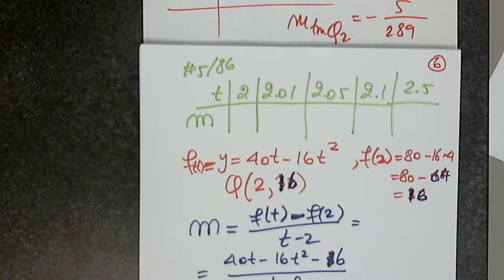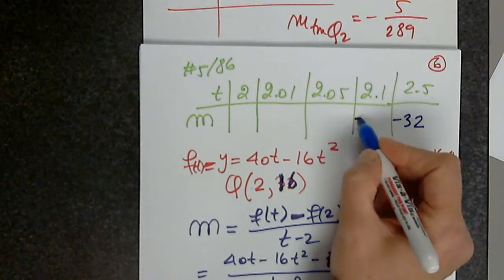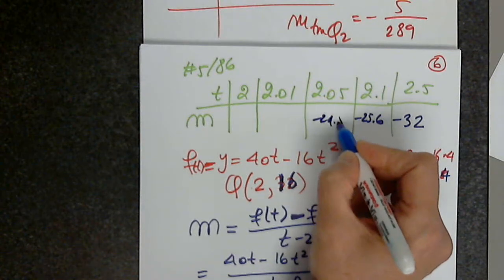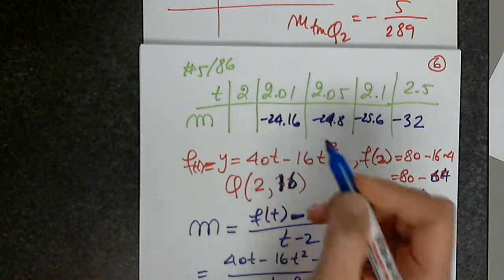So I will plug in 2.01. I will plug in 2.05. I will plug in 2.1. And I will plug in 2.5. And here's what I get. So for 2.5, negative 32. For the next one, negative 25.6. The next one, negative 24.8. Next one, negative 24.16.